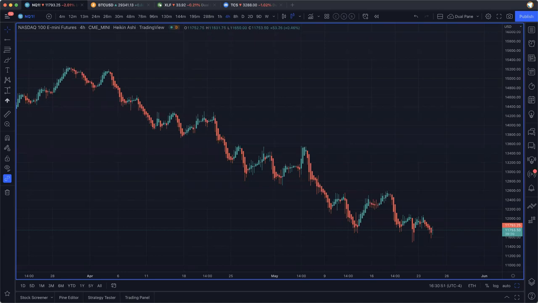Hey there, this is your tutorial on how to use the Time Trades TradingView Indicator.